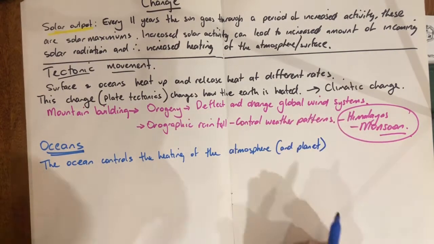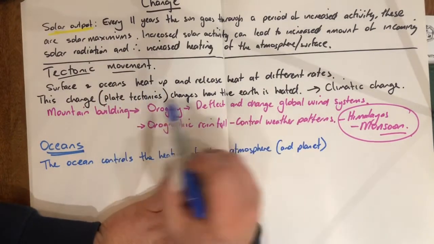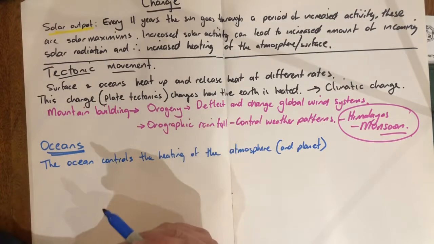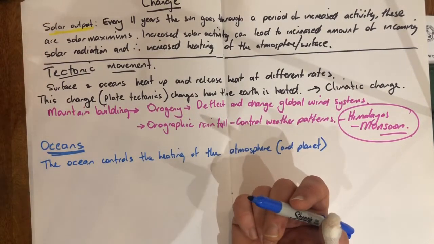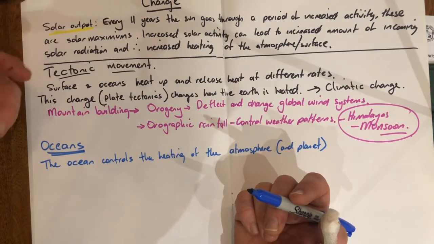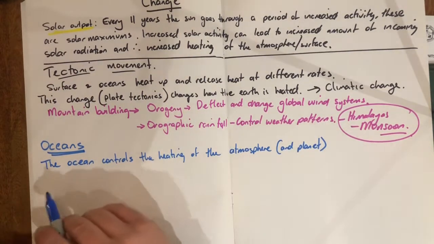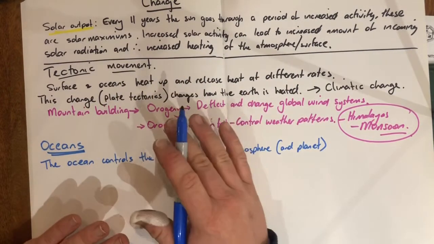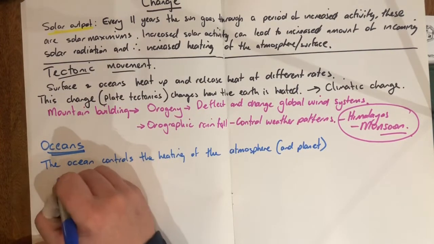So if you think about, remember what I said before, the oceans heat up and release heat at different rates. Oceans hold on to heat more, which means they can transport heat. Ocean currents can move water that is warm, just like the Lewin current, and take it to another place. If you change the way the ocean circulates, you're going to change the way the Earth is heated. So let's look at an example.